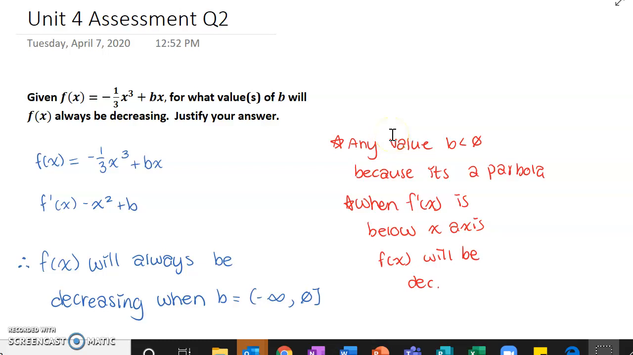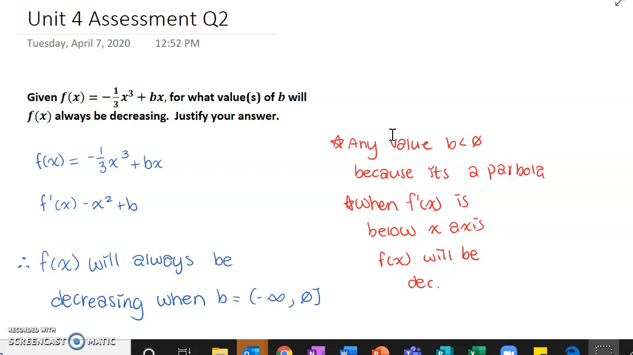Hi, so now I'm going to be going over my second question for the Unit 4 assessment. So the question was, given f of x is equal to negative 1/3 x cubed plus b x, for what values of b would f of x always be decreasing? Justify your answer.